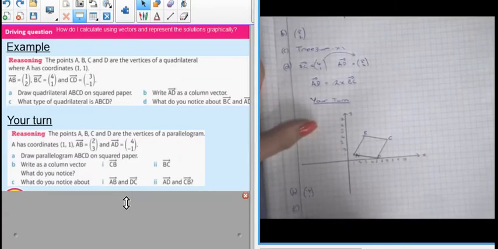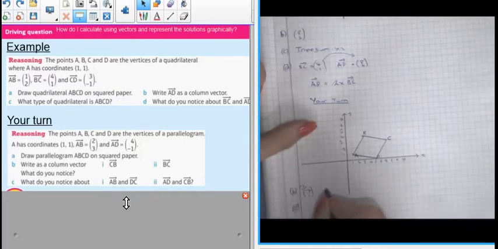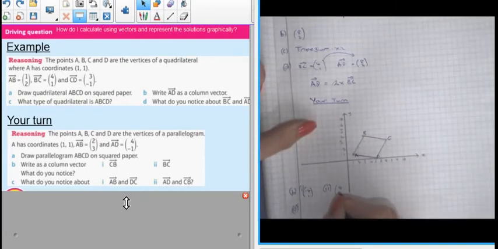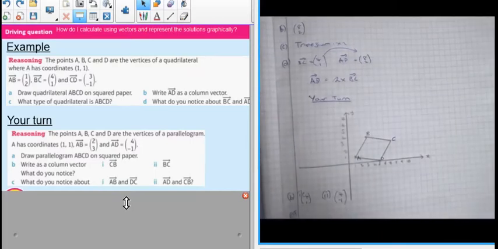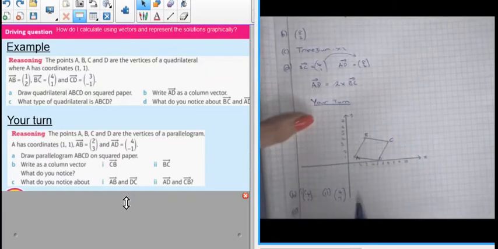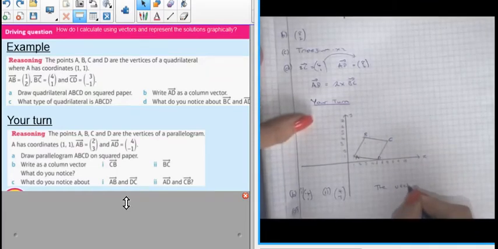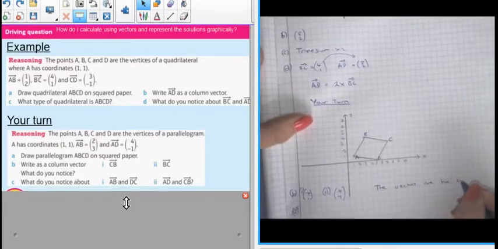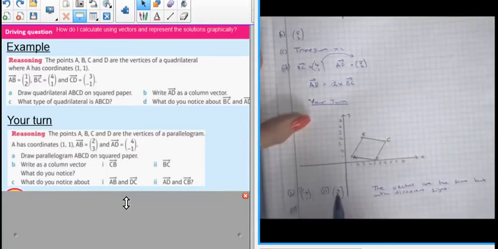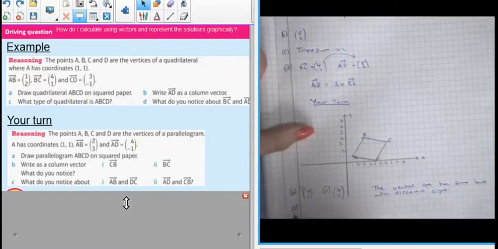Oh no, sorry, that was part B1. Part B2, BC is 1, 2, 3, 4 across and 1 down. So 4 to the right and 1 down. What do you notice? Well, I noticed that the vectors are exactly the same, but the signs are switched over. So instead of negative 4, we've got 4. Instead of 1, we've got negative 1.